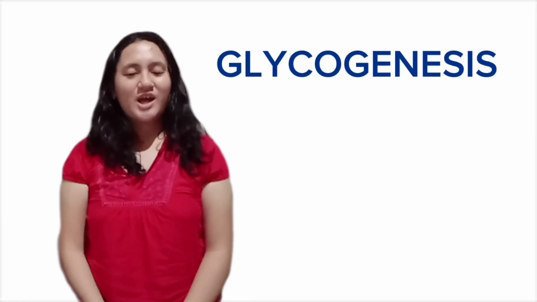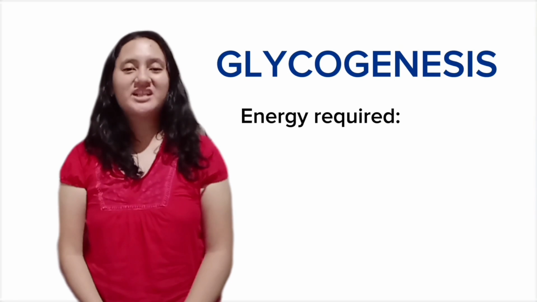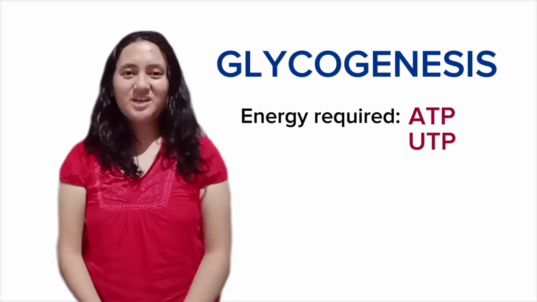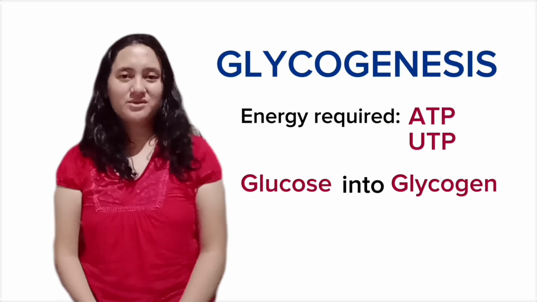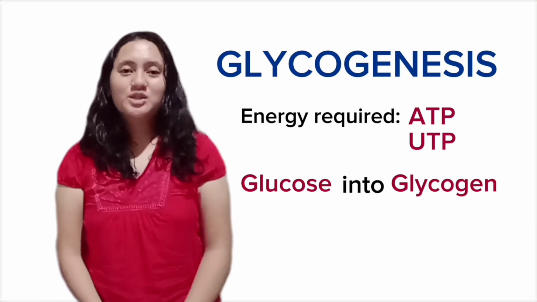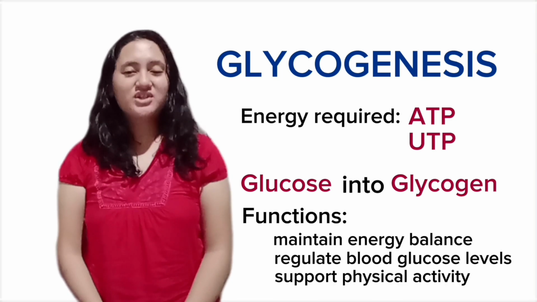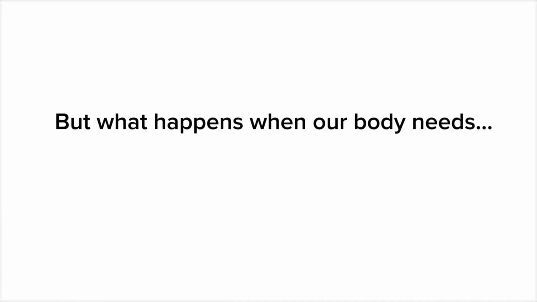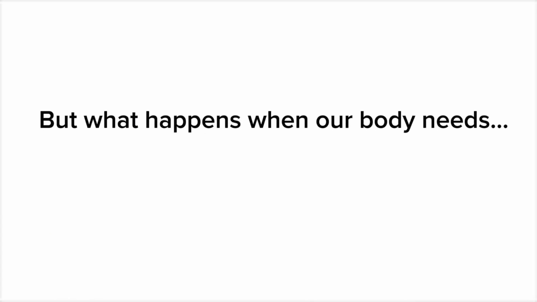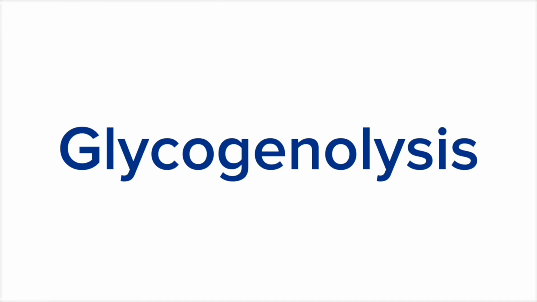Now that we explored the process of glycogenesis, we have learned that glycogenesis is a metabolic pathway that utilizes energy such as ATP and UTP along with several enzymes to convert glucose into glycogen. This process is vital for maintaining energy balance, regulating blood sugar levels, and supporting physical activity. But what happens when our body needs energy? Well, that's where glycogenolysis comes in.